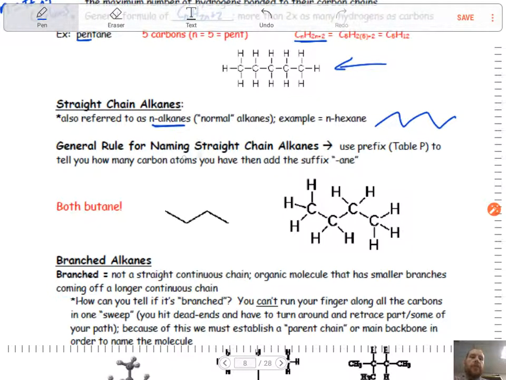So a general rule for naming straight chain alkanes, we're going to use our prefix to tell how many carbon atoms we have, and then add the suffix ane. So again, table P, you don't have to memorize those organic prefixes. They're there for you.